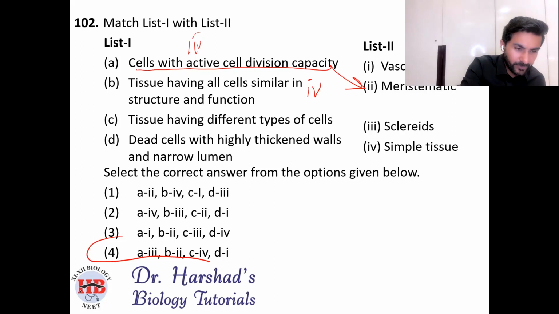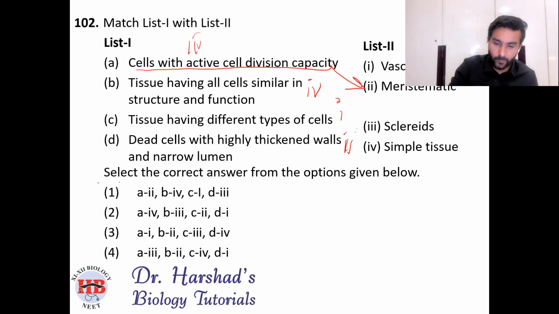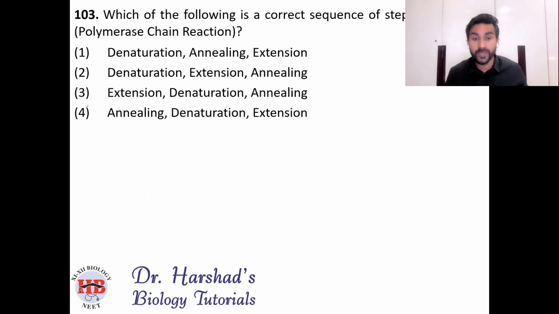So vascular tissue, there's a spelling error here. So it should be vascular tissue. So C will be 1. So A will be 2, B will be 4, and C will be 1. Dead cells with thickened walls would be D3. So we have A2, B4, C1, and D3. Yeah, so my bad. The option which is correct here would be option number 1. We go on to the next question now.